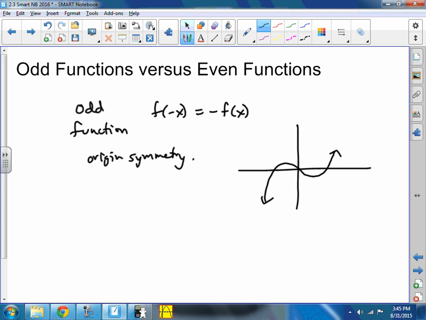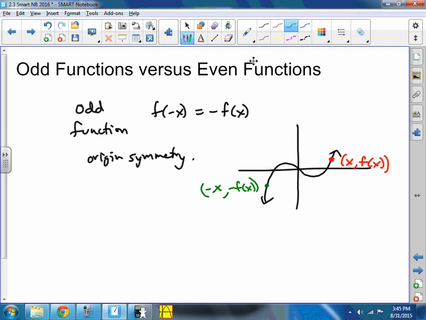So in general, if there's a point over here at (x, f of x), there should be a partner point over here at (-x, -f of x). I'm sorry, I didn't mean to say that. I meant to say there should be a point over here at (-x, -f of x), like that.